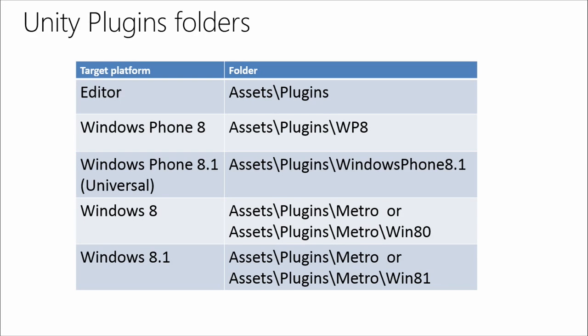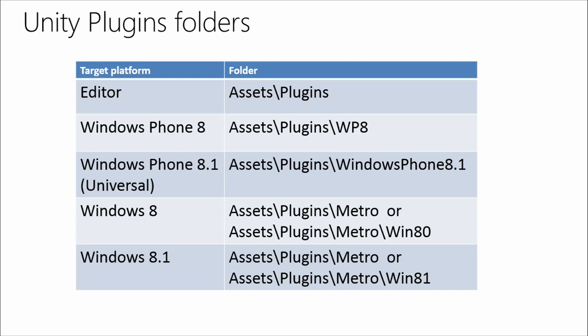So when you're adding plugins for the Windows and Windows Phone platform in your Unity project, this is what the folder structure needs to be. Assets/Plugins, that's a standard in Unity. All of the plugins should be there. If I'm targeting Windows Phone 8, I've got a WP8 folder. For universal apps in Windows Phone 8.1, I've got Windows Phone 8.1. For Windows 8, I've got Metro or Metro Win80.